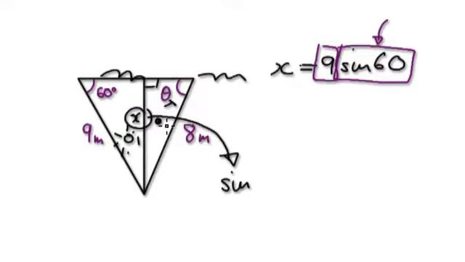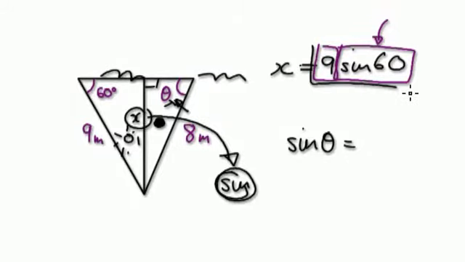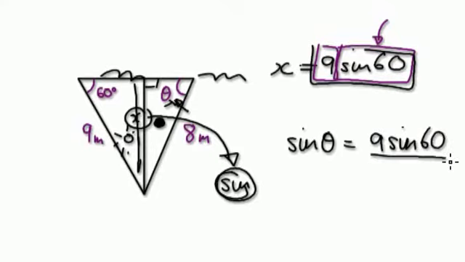So now jump back to this triangle. Here it would be a different sine. Okay, so sine the angle here, which is theta, equals x. x happens to be this thing here because we've just worked out this length here. So it will be 9 sine 60 over 8. Remember, this is just a number. It's a number times 9.